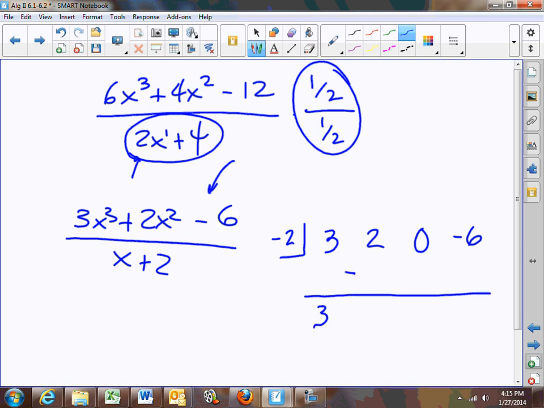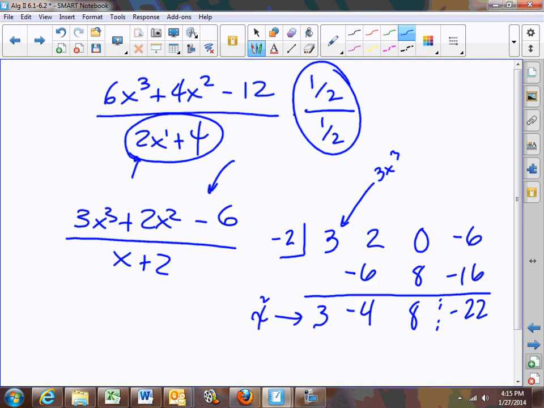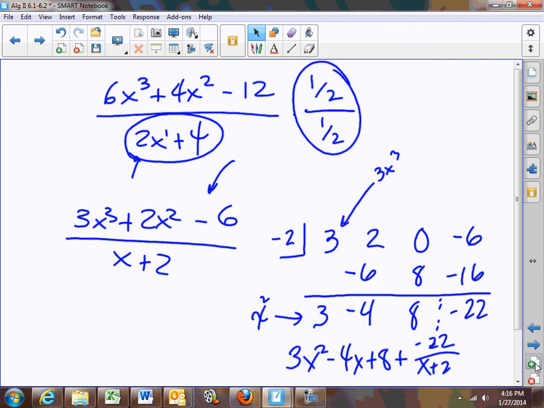3 goes down here, we get negative 6 up here. Negative 4 goes down here, we get 8 up here. 8 goes down here, we get negative 16 up here. When we add, we get negative 22. So the answer is going to be, and remember again, this was the 3x cubed, so this is going to represent the x squared coefficient. So we get 3x squared minus 4x plus 8 plus negative 22 over x plus 2. And that is synthetic division. So we're done.